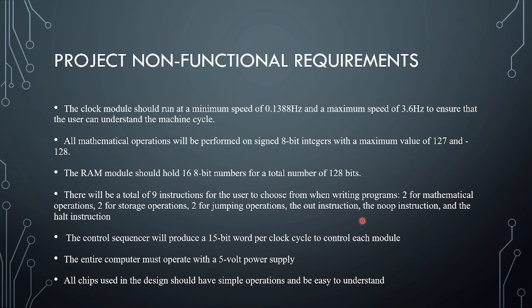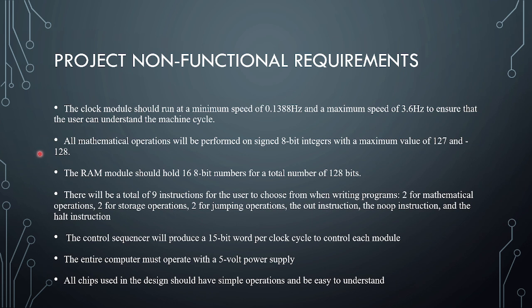So some non-functional requirements of the computer is that the clock module should run at a minimum speed of 0.13 hertz. This is extremely slow, but it's slow enough so that the computer can still run without the interruption of the user, and the user can still take in all the information that's going on. And it should allow a maximum speed of 3.6 hertz. So in a second, it takes about roughly 3 clock cycles. So it runs a little bit fast, but it's still not so fast that the program is completed basically instantaneously. So you can still see what's going on.